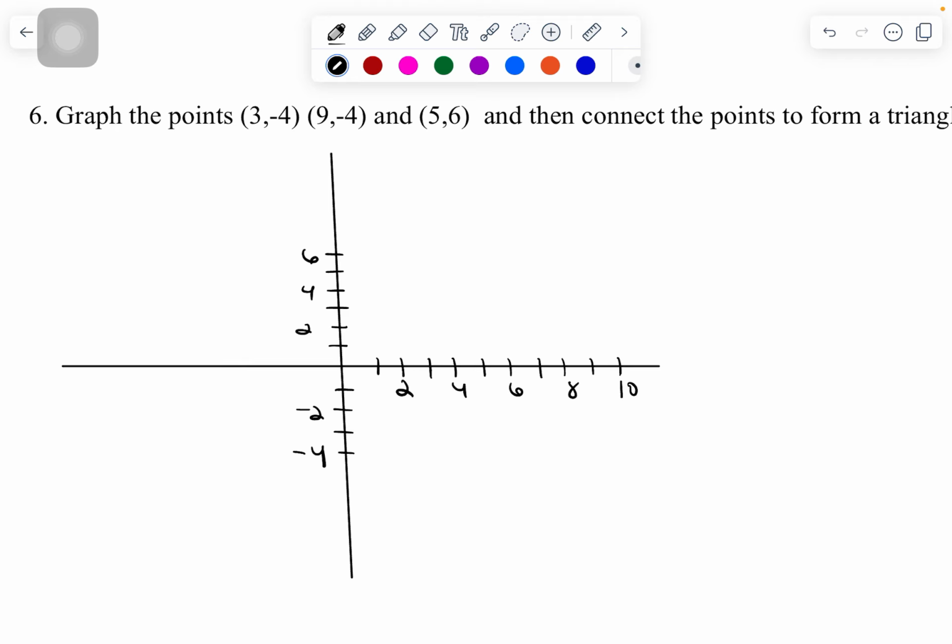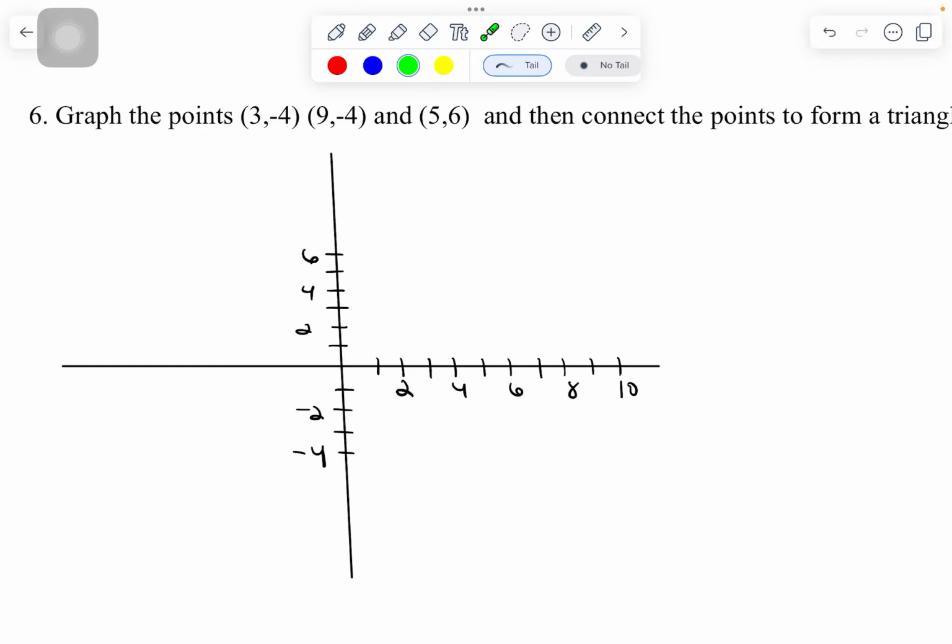I'm already looking at these ordered pairs to see what x values I'm dealing with. So 3, 9, and 5, I'm good with all those being over here. And then for my y values, negative 4 and 6. All right, I'm good there. So if I want to graph these, which clearly I need to graph these, I will use bright pink.